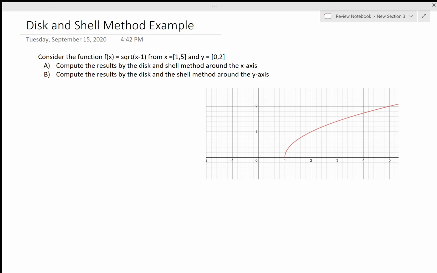Hello, welcome back. Let's go over this example problem for the disk and shell method of revolutions around different axes. So I have this example problem and the graph right here.